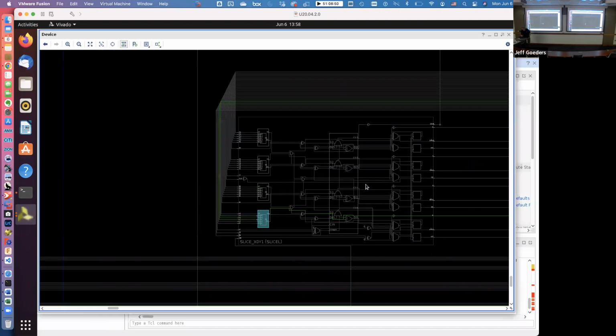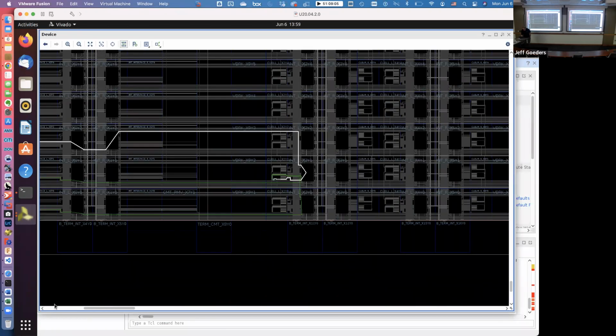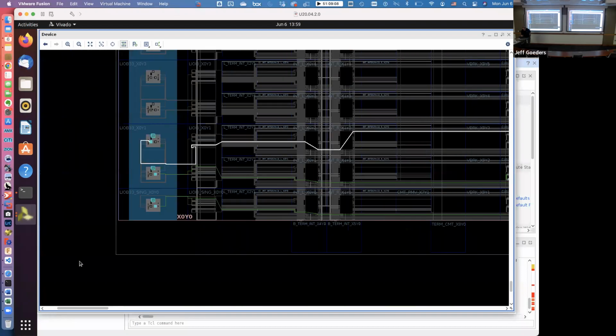It brings them in to a LUT. The LUT ANDs them together, and it sends the signal back out, and that leaves the slice, and then if we zoom out, it goes all the way back over to the IO pads where it's an output. So there's a 2-input AND gate implemented in an FPGA.